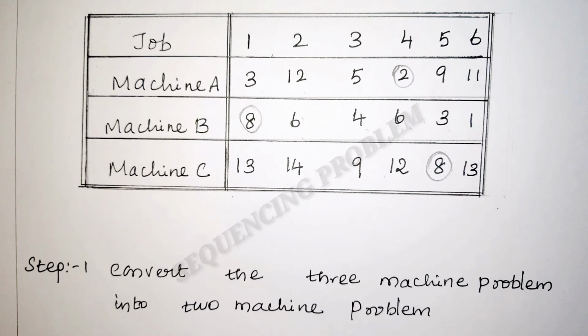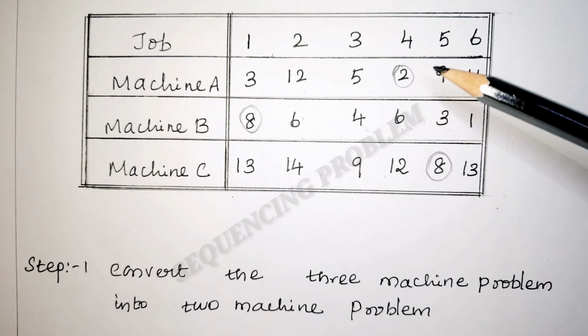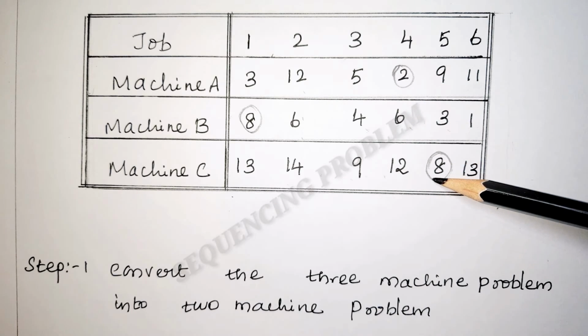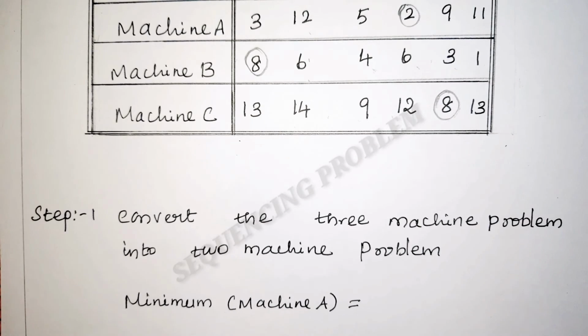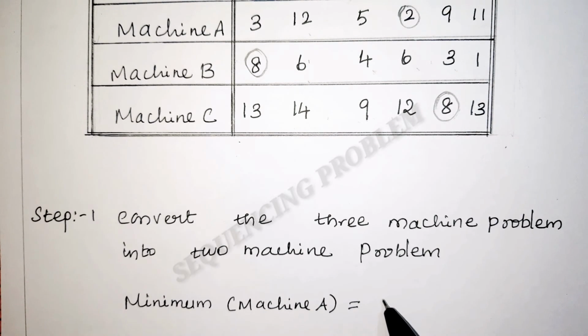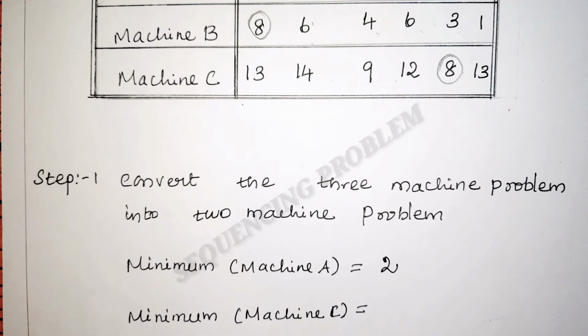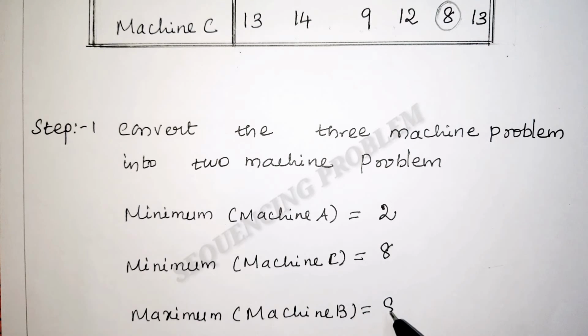For converting the 3 machine problem into a 2 machine problem, we have to select the minimum value from the first and the third machine and the maximum value from the second machine. Minimum of machine A is 2. Minimum of machine C is 8. Maximum of machine B is 8. Here, minimum of machine C and maximum of machine B are equal.